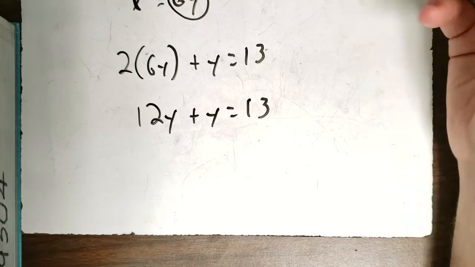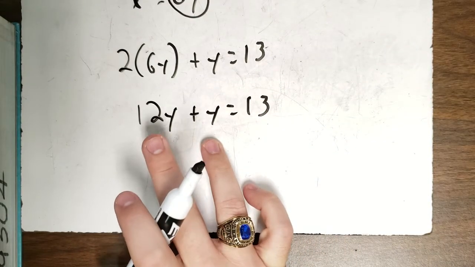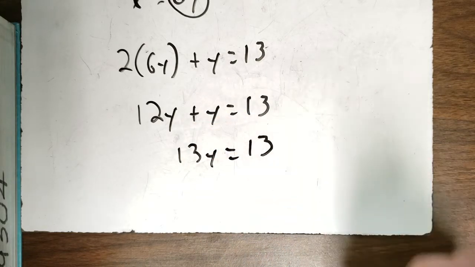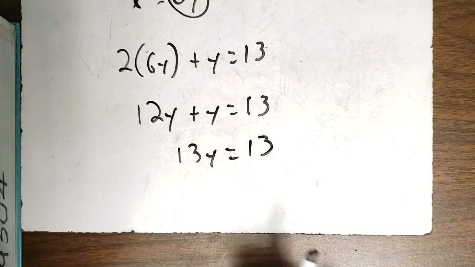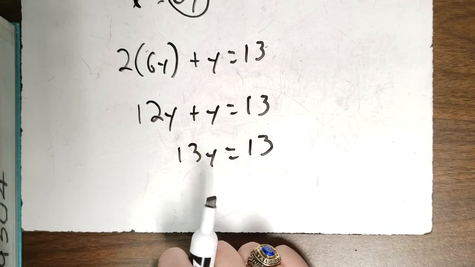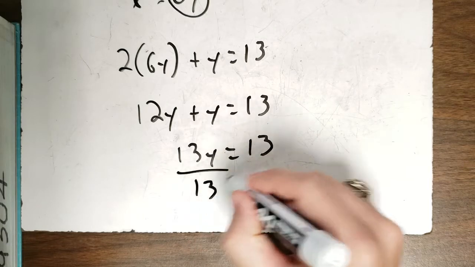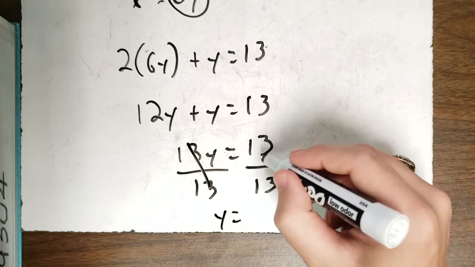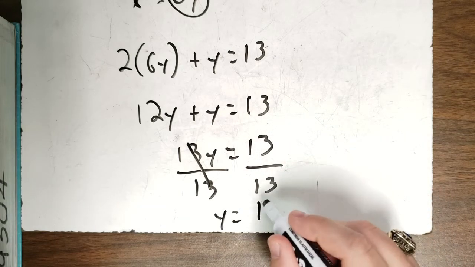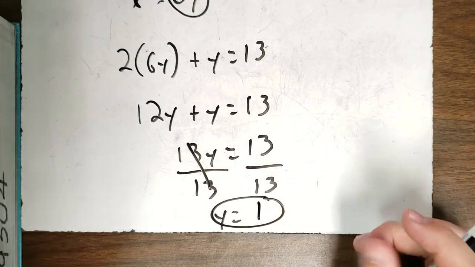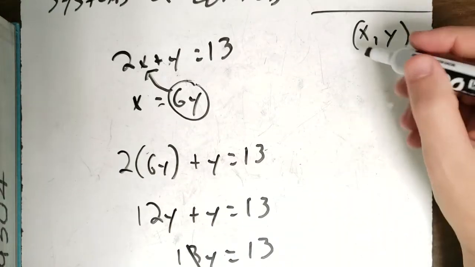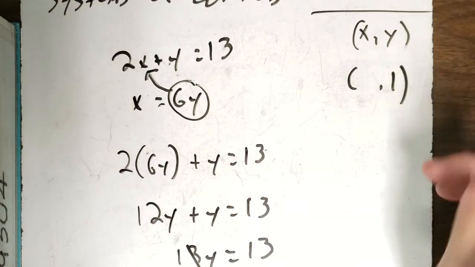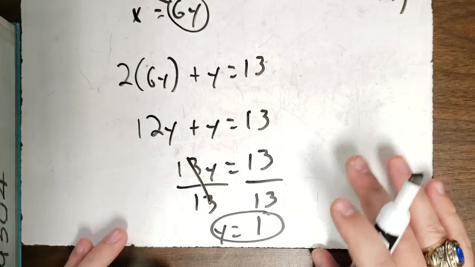Okay. Now combine like terms. 12y plus y. We know that equals 13y. Bring down the rest of the problem. Now our last step, 13y equals 13. We divide on both sides. Okay. 13 cancels out there, and y equals 13 divided by 13, which equals 1. Okay. So our y in this problem is 1. Okay, that's our y. Our y is 1.